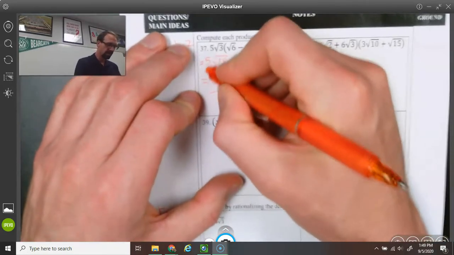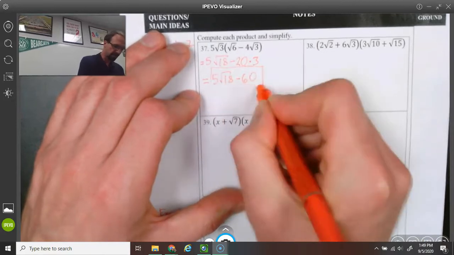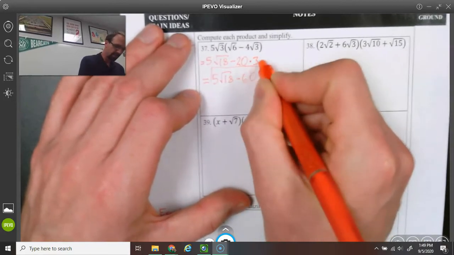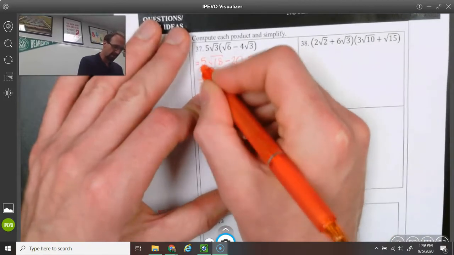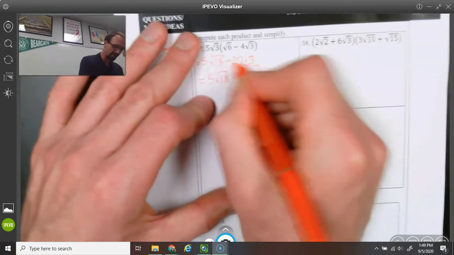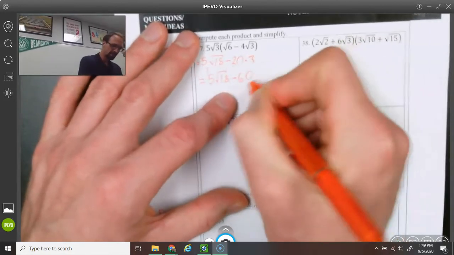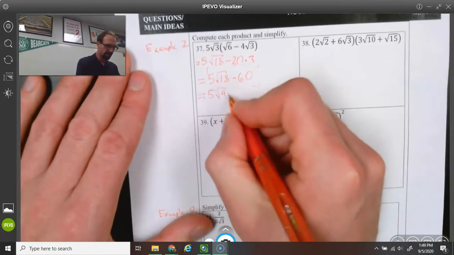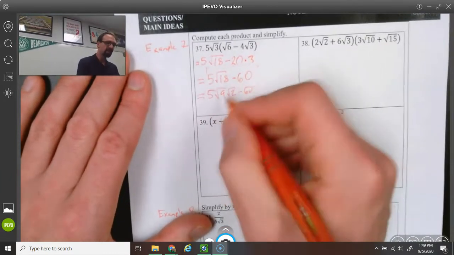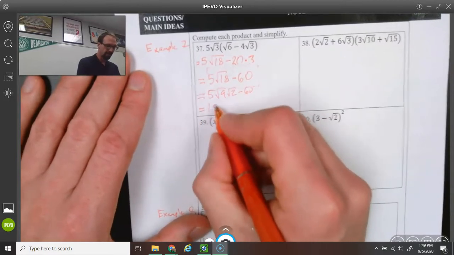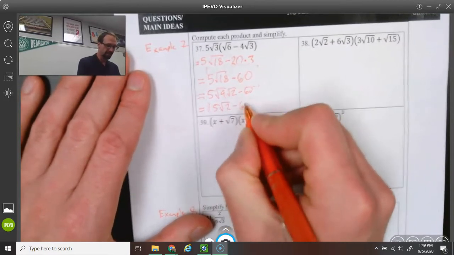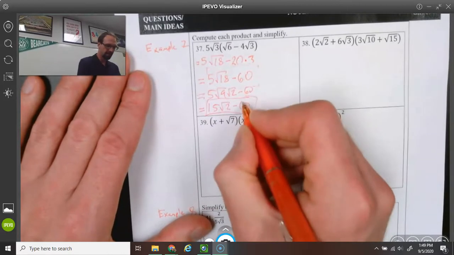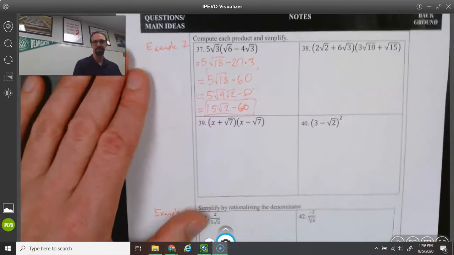Square root of 18 can be simplified. I apologize. So square root of 18 can be broken into square root of 9 times square root of 2. So 5 times square root of 9 times square root of 2 minus 60. So that's 5 times 3, so that's 15 square root of 2 minus 60. There we go. 15 square root of 2 minus 60.